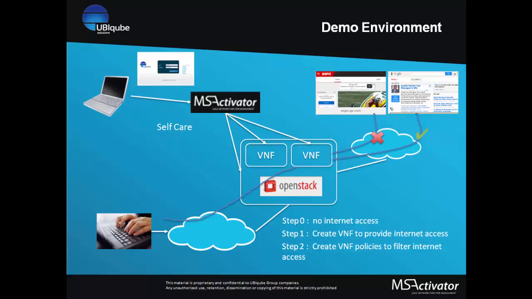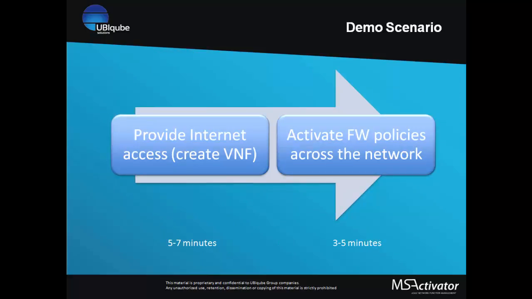In a second time, we will update some firewall policies to filter internet access. We will, for example, allow only the HTTPS traffic. So as I said, we will run this demo in 2 times. The first step will be to provide internet access, so create the VNF. It will take between 5 to 7 minutes. And the second step is to activate firewall policies across the network. It will take between 3 and 5 minutes. So as you can see, in around 10 minutes, we are able to deploy and configure a new VNF.